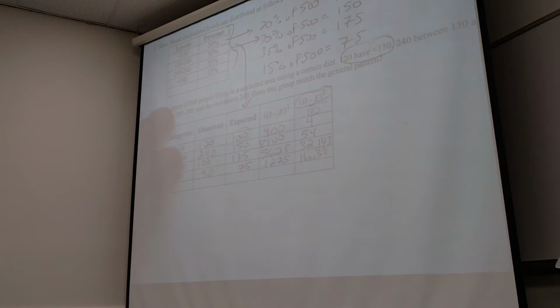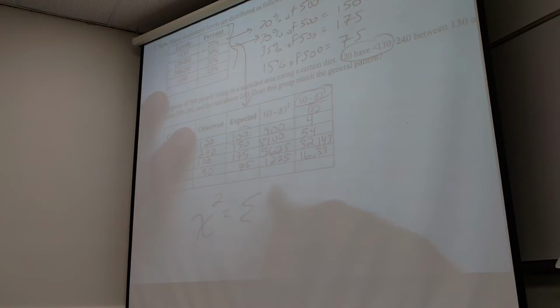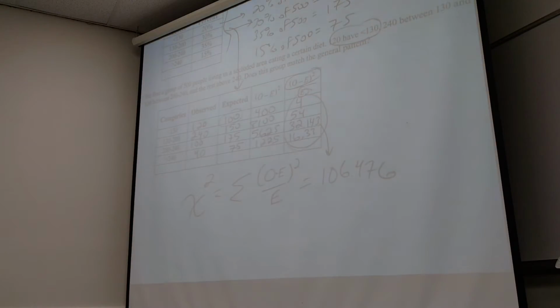And then what does the formula for chi-square tell me to do? Add them all up. Yes, sum these up. So if I add all these up, 106.476. So that's related to my z star from before.